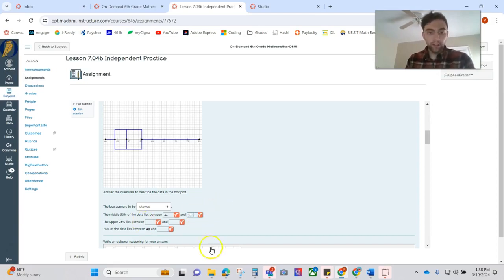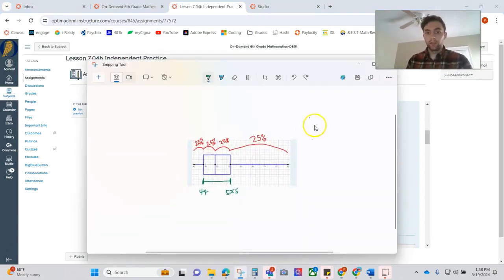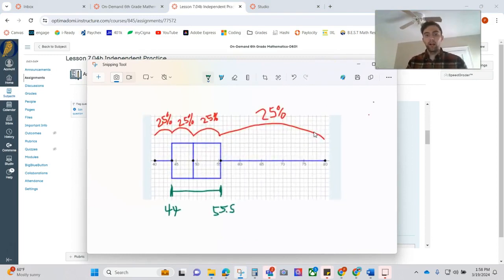The upper 25% lies between what 2 numbers?